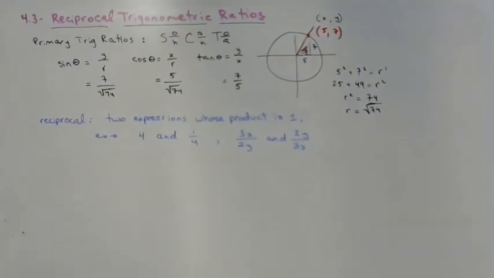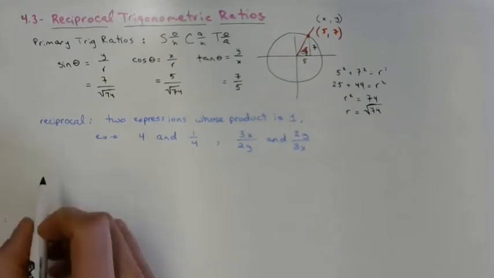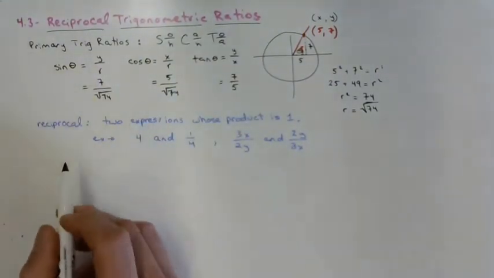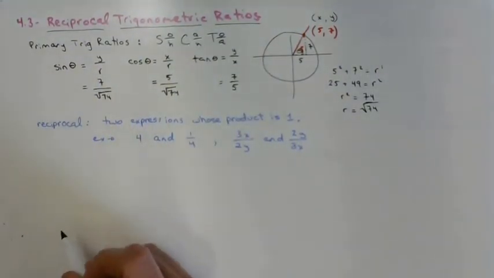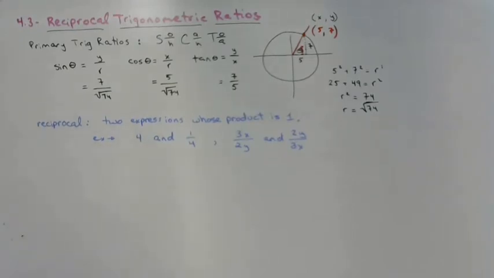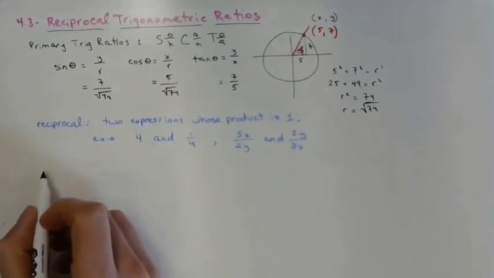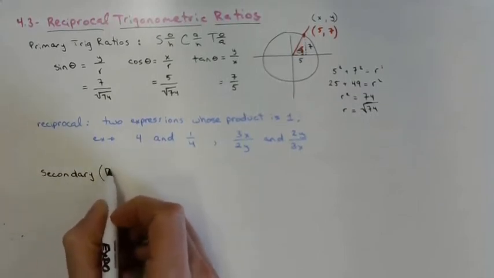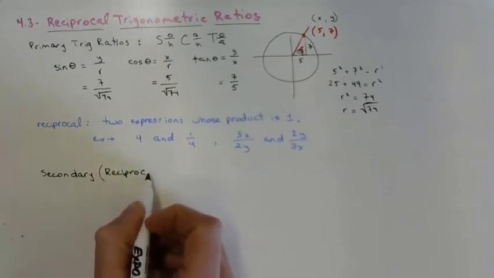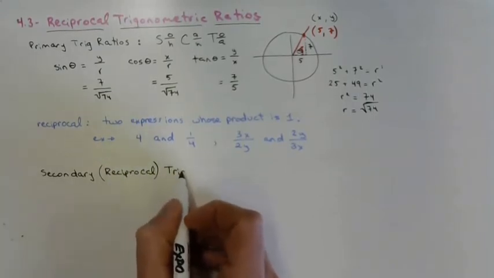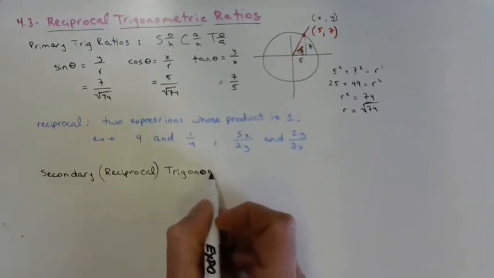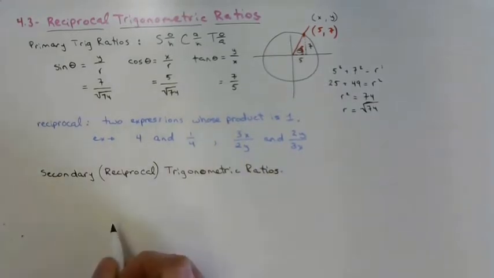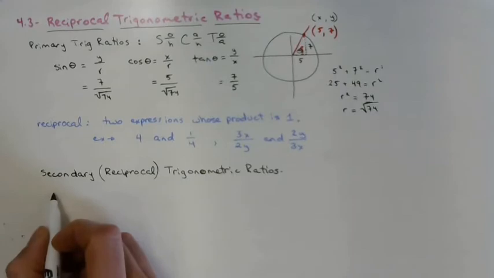So what's a reciprocal trigonometric ratio then? Well, all that means is that you're going to take the primary trigonometric ratios and you're going to flip them around. You're going to take the reciprocal of each, but they're going to have a different name. So let's write this. We've got our secondary, and then in brackets you can write reciprocal, trigonometric ratios.